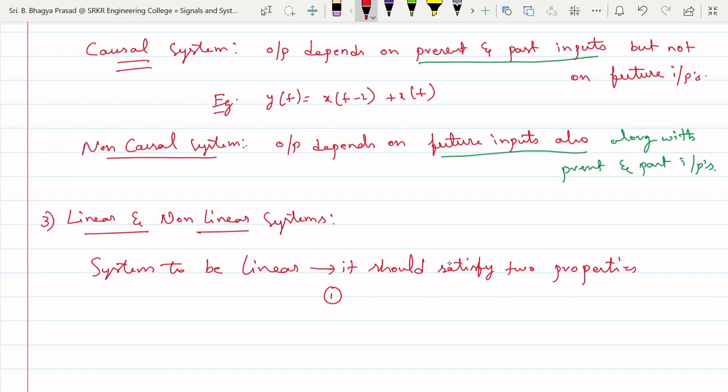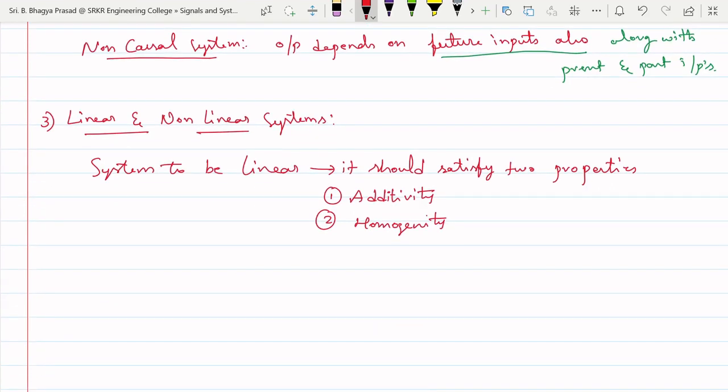One is additivity and homogeneity. Okay, so both properties should be satisfied by the system. Okay, let us check first additivity.